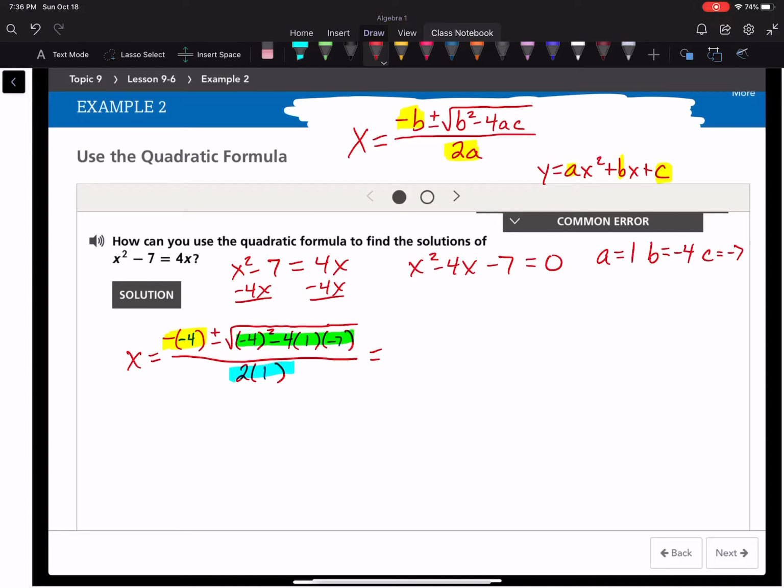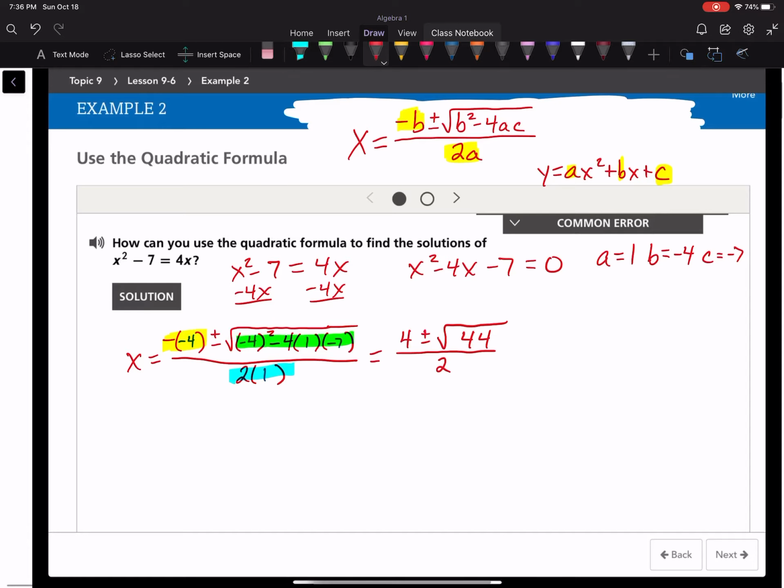So negative and negative 4 will be positive 4 plus or minus the square root of negative 4 squared. Don't forget your parentheses there because it is important. Parentheses negative 4 squared minus 4 times 1 times negative 7. Put that in your calculator and you get 44, divided by 2. That is your answer. However, if it says round to the nearest tenth or hundredth, you can just put it in your calculator. If it doesn't say anything about rounding, you can just leave it in radical form.